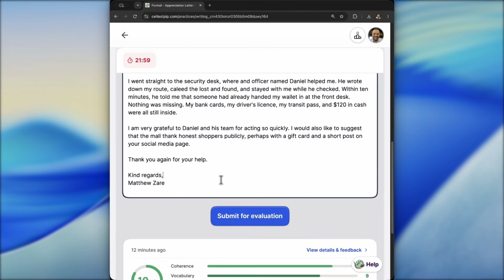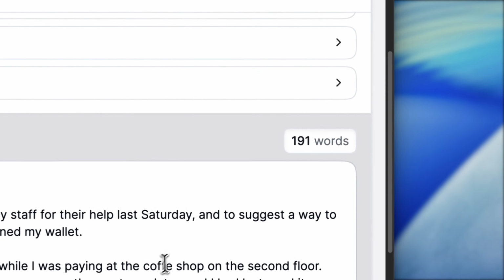And look at the counter, it's about 190, so between 150 and 200. We have a perfect answer here.